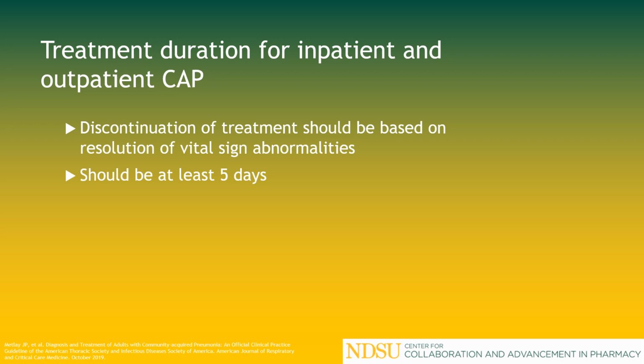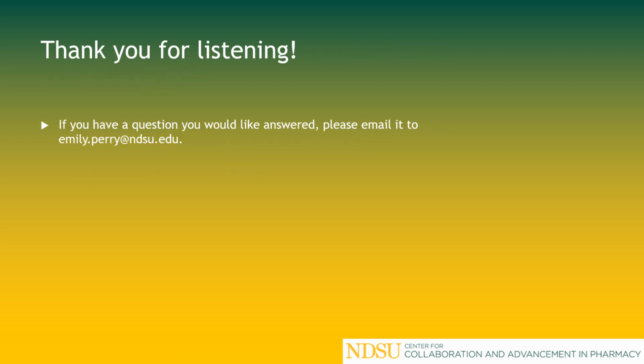Our next question is, how long should community-acquired pneumonia be treated for? The discontinuation of treatment should be based on resolution of vital sign abnormalities, and the duration should be at least 5 days.